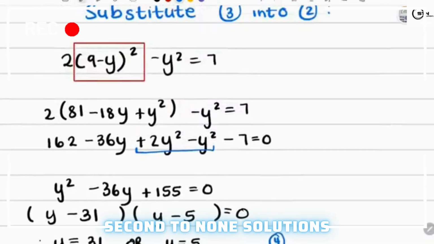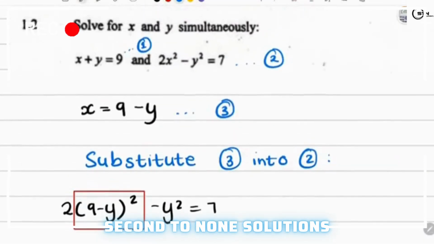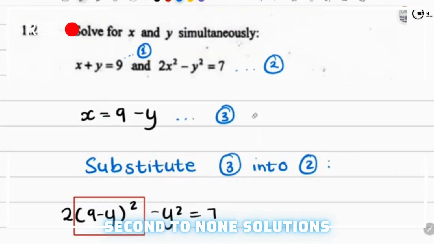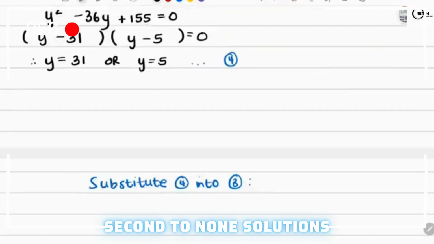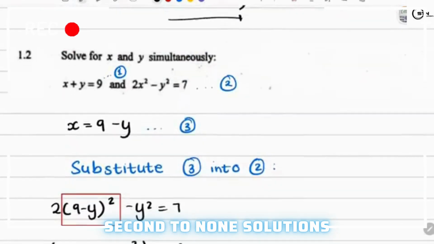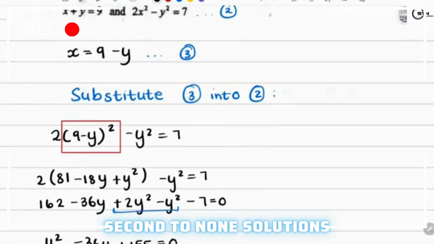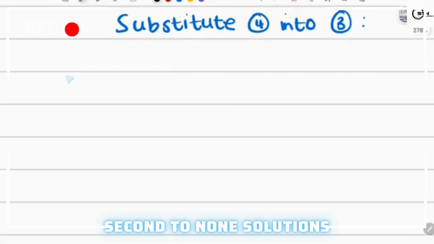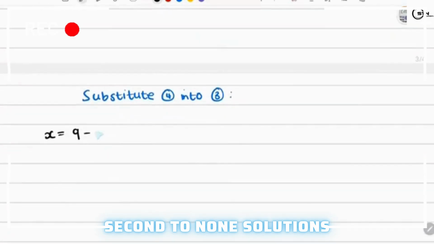Now, to finally solve for x, you can substitute your equations of y, equation 4, into the equation for x. That's equation 3. So substitute equation 4 into equation 3. Okay, so let's go to equation 4. And this is what equation 3 is. X is equal to 9 minus y. So we're saying x is equal to 9 minus, and the first y value we have is 31.